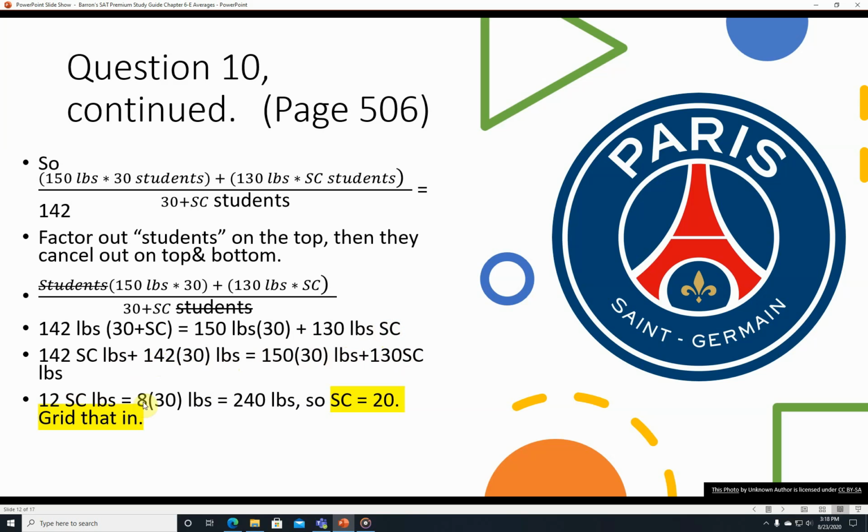You get 12 times SC pounds equals 150 minus 142, so that equals 8 times 30 pounds, which equals 240 pounds. We can divide by pounds and 12, so then you just end up with SC is equal to 20, because the pounds cancels out, and 240 over 12 is 20. Grid in 20.